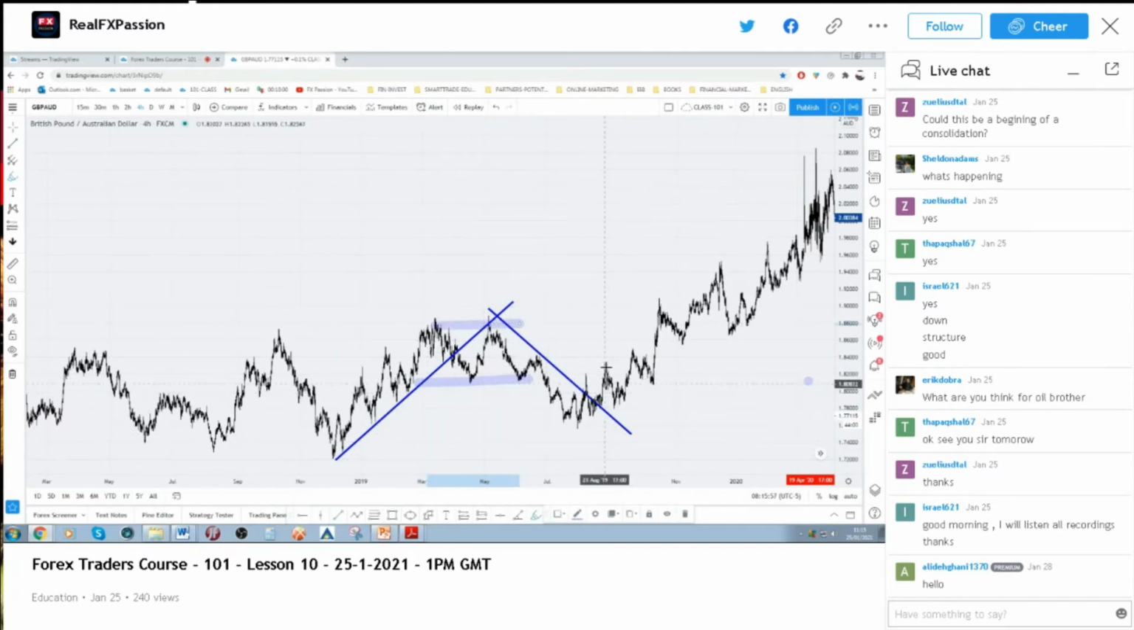We would have some small consolidation in between. Okay, everybody. Now, do we agree that the market broke our downtrend line in here? It's a yes or no question. Do we agree that the market broke the downtrend line on the GBP/AUD 4-hour chart?